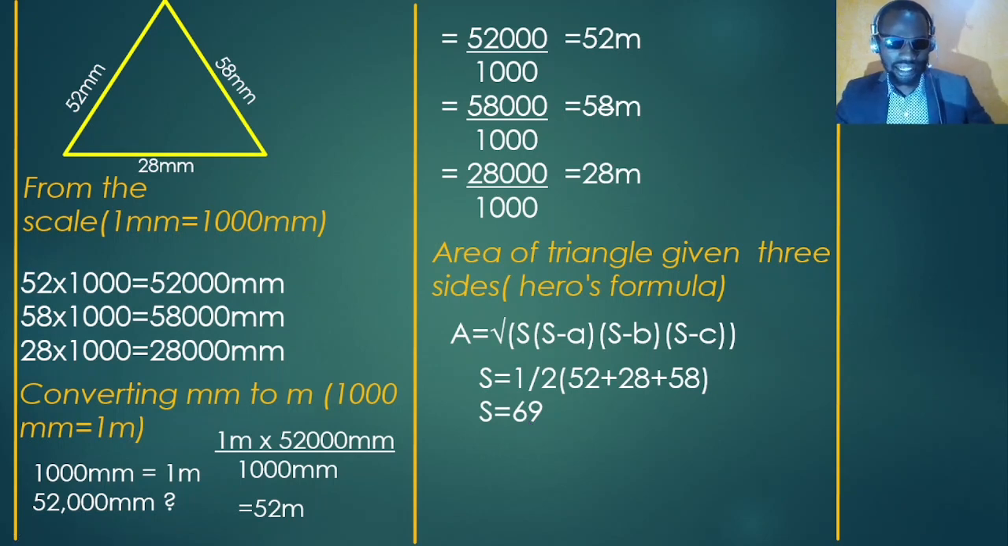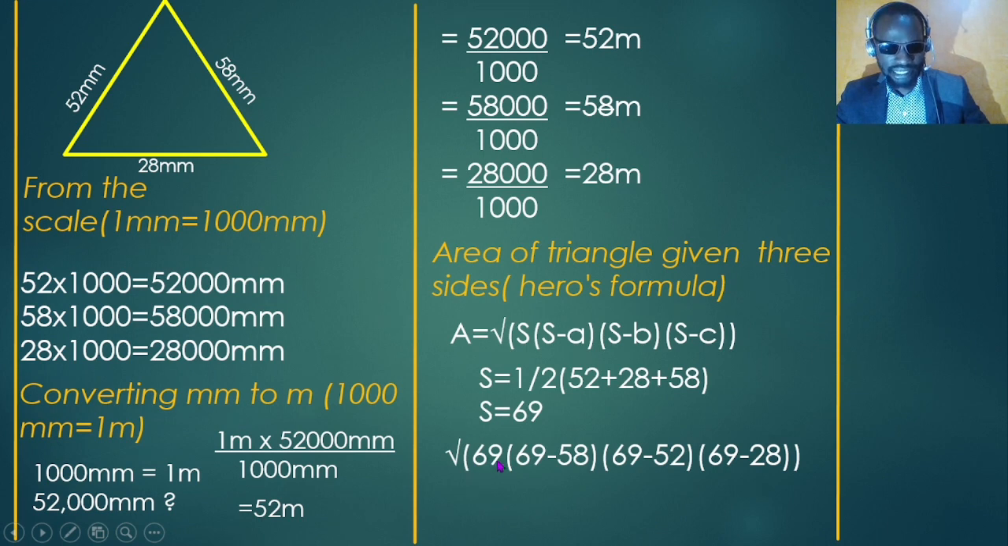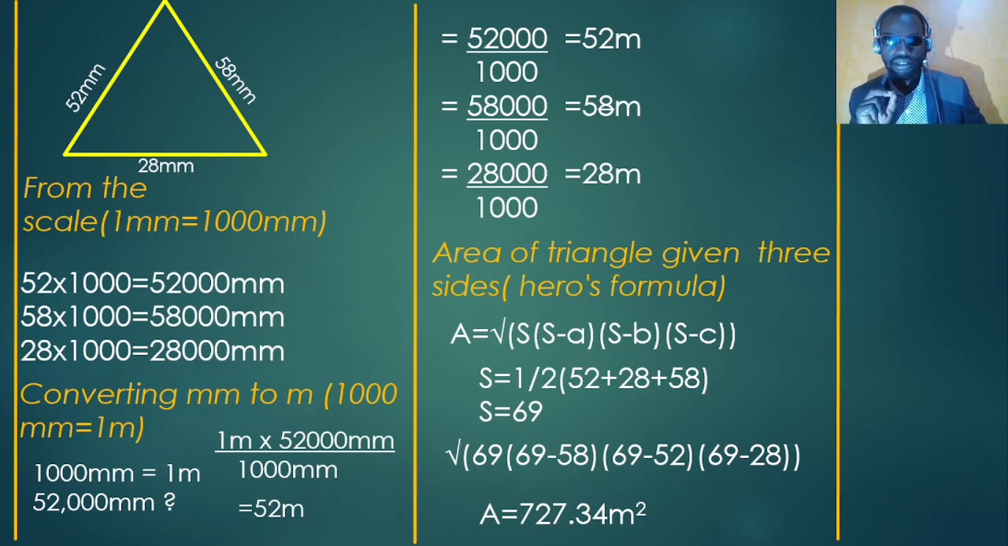Having 69 in mind, now we can substitute these values in the formula and basically get the area. So area equals square root of 69, open bracket, 69 minus 52, close the bracket, open the bracket again, 69 minus 58, close the bracket, open the bracket again, 69 minus 28, close the bracket and close the final bracket. And if you solve this expression, you will get the value of area as 727.34 meters squared. This is the end of this question.